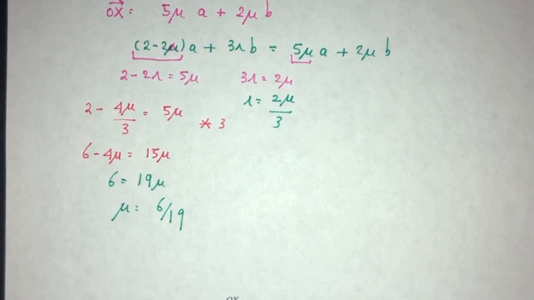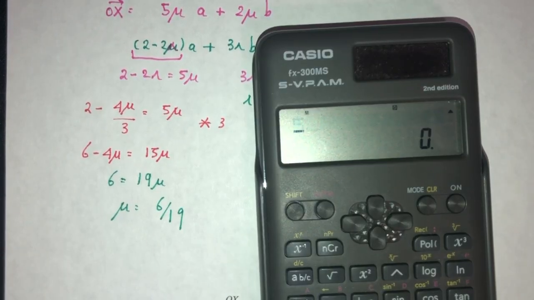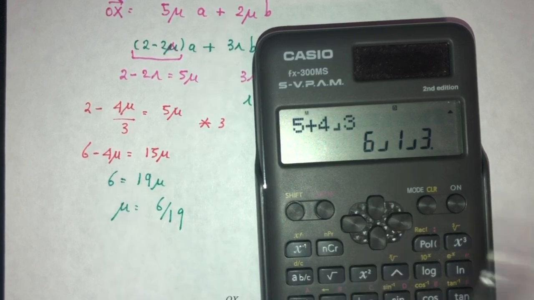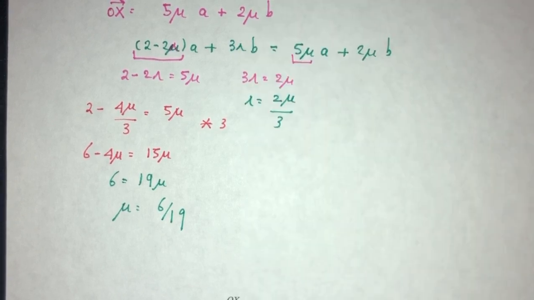So let's check one more time. If I were to send this over here, you have 5 plus 4 over 3. And then mu will be 2 divided by the answer. That should become 6 over 19. Perfect. So mu is this.